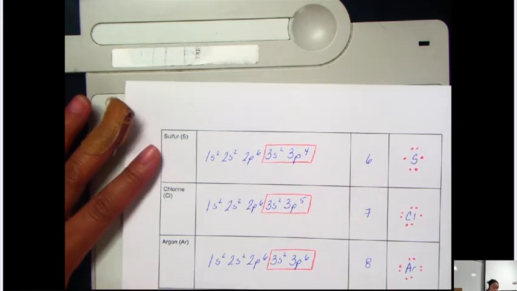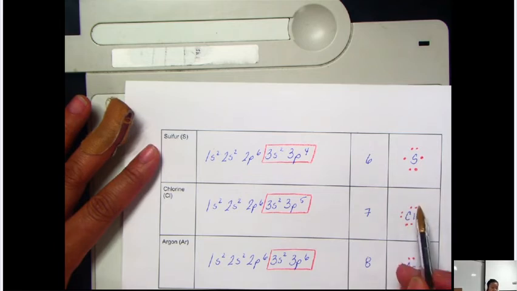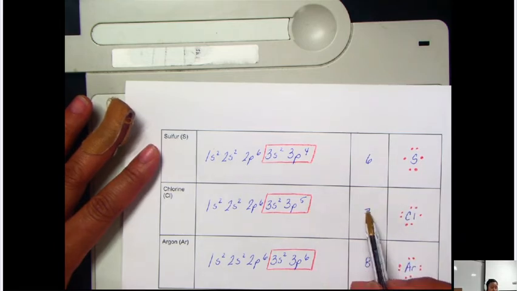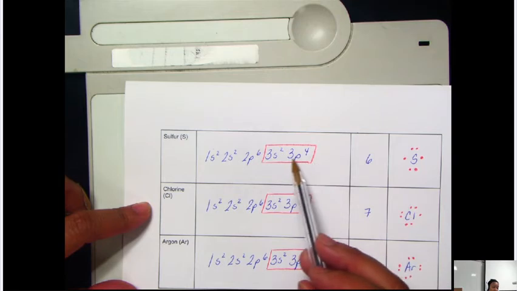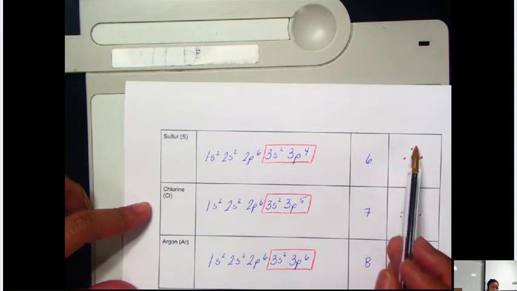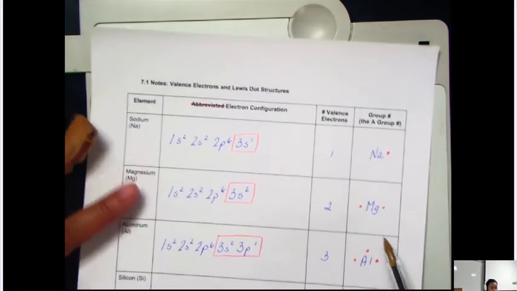In your Lewis dot structure, you have dots on your element symbol to represent the valence electrons. So if you have an atom that has 7 valence electrons, it will have 7 dots. If you have an atom that has 6 valence electrons, it will have 6 dots. The rule is you can have 2 dots on each side, for a total of 8. But before you can start pairing them up, you have to have 1 dot on each side.